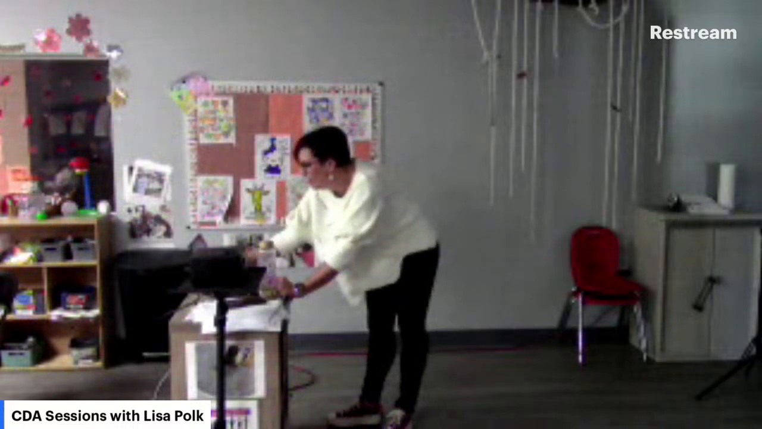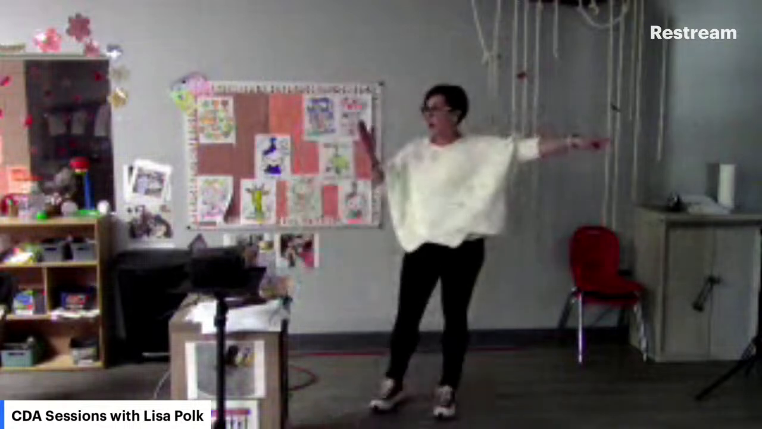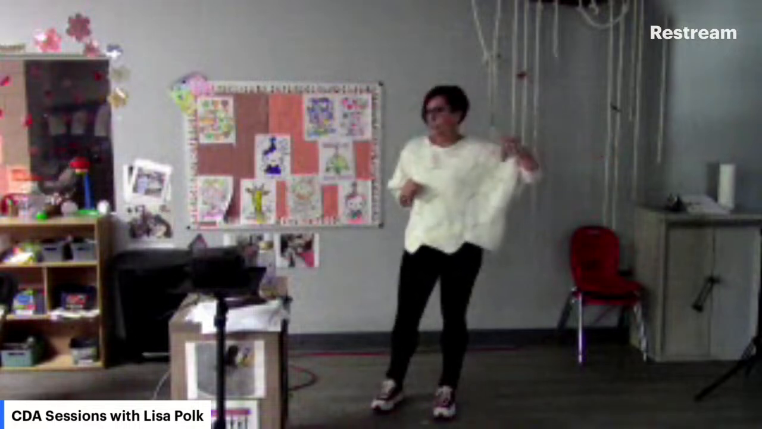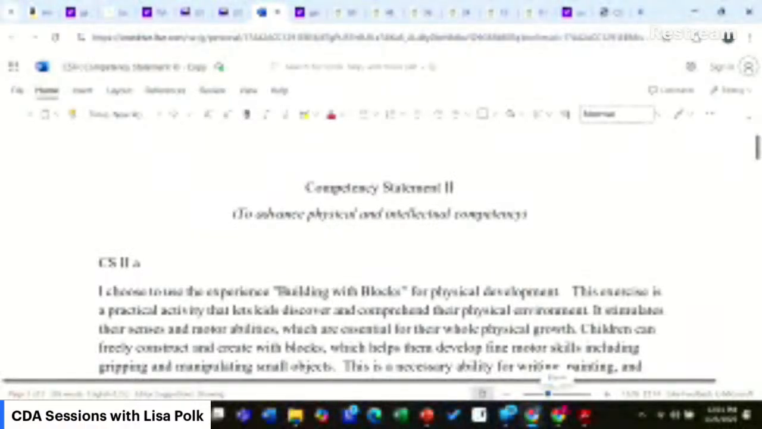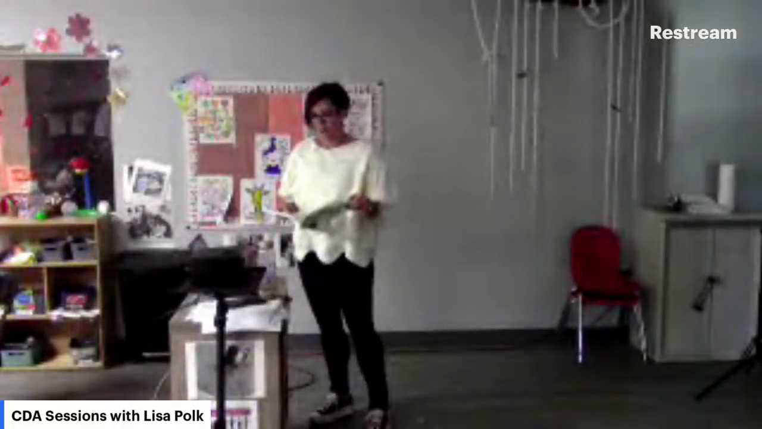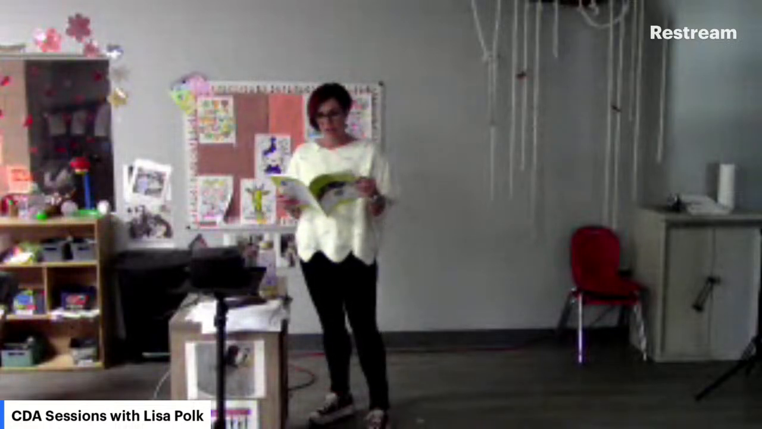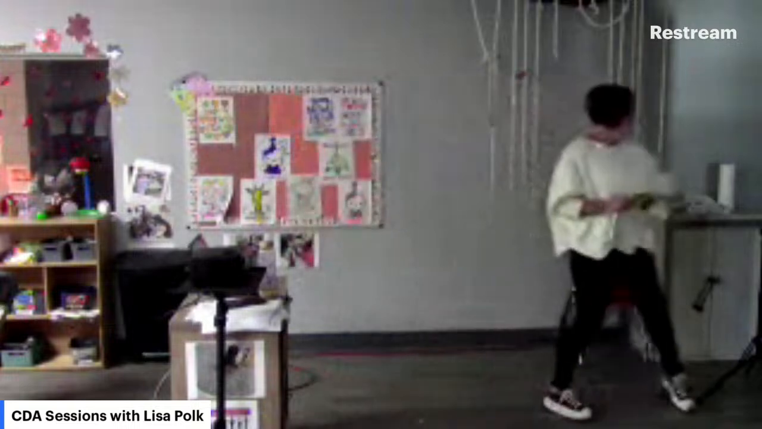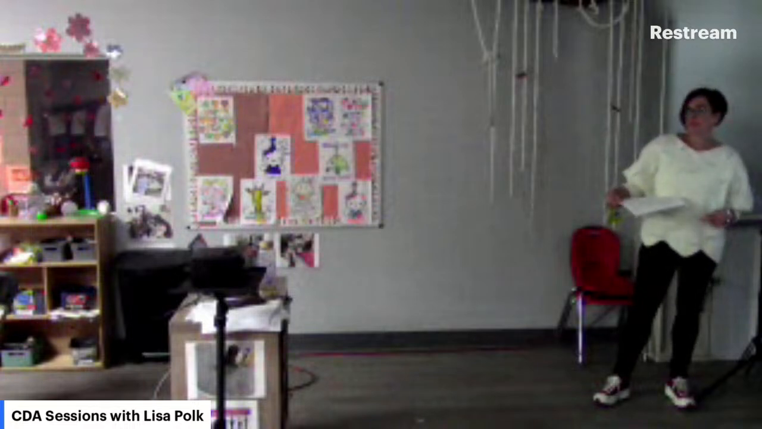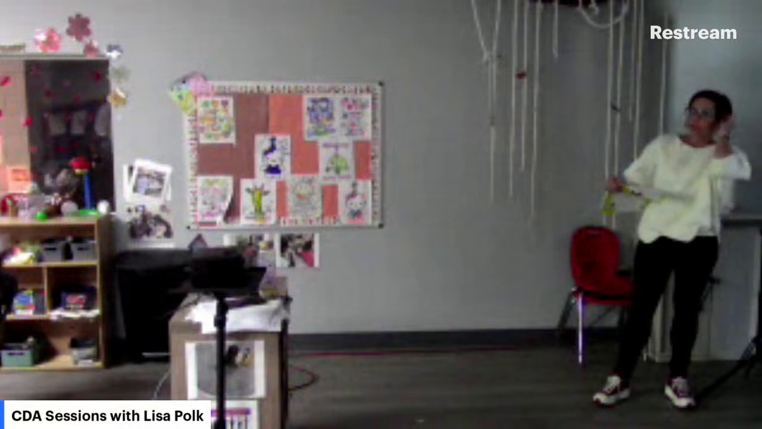Okay, so you're going to put the title, competency statement 1, 2, 3, 4, 5, and 6, and then what it is. Competency statement 2 is to advance physical and intellectual competence. As you're looking inside your book, there is the description for competency statement 2. You are reflecting on 4 activities. It says, then prepare at least 1 paragraph on each of the following. That's why you see CS2A, B, C, D. It's the front part right here. I'm on page 18.